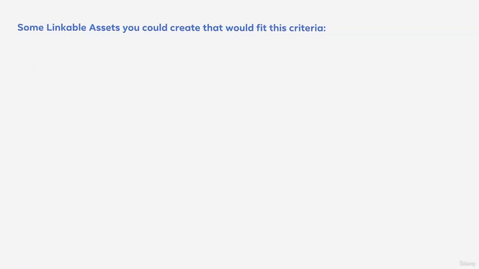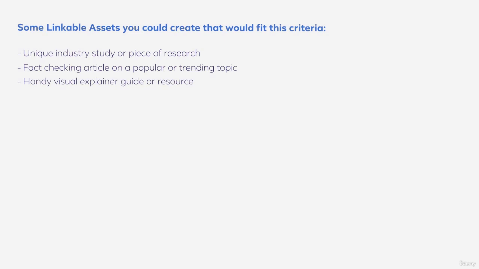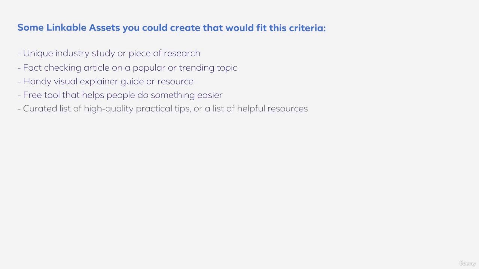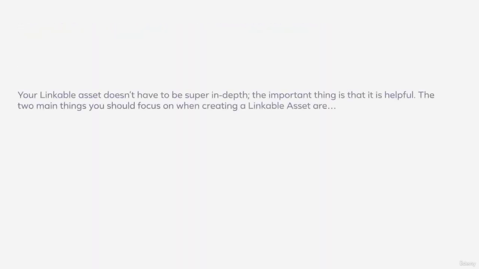Some linkable assets you could create that would fit this criteria: a unique industry study or piece of research, a fact-checking article on a popular or trending topic, a handy visual explainer guide or resource, a free tool that helps people do something easier, a curated list of high-quality practical tips, or a list of helpful resources. Your linkable asset doesn't have to be super in-depth. The important thing is that it's helpful.